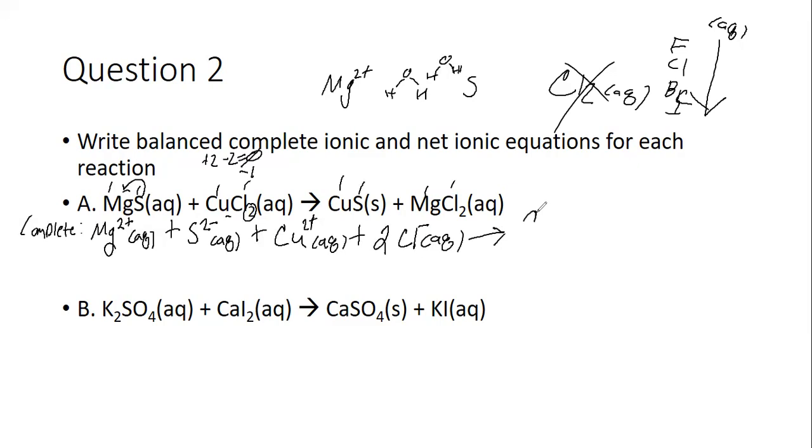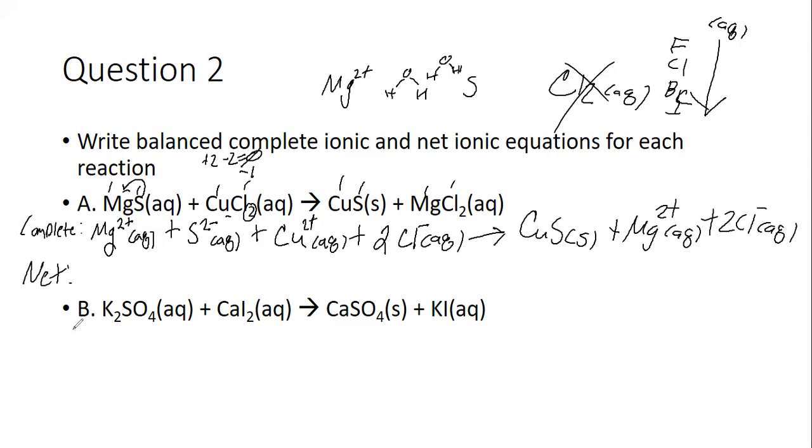What is that going to make? Copper sulfide's a solid, so we don't break that up. Magnesium, 2 plus, aqueous, plus 2 Cl minus, aqueous. That is my complete. Now my net is I look at what's the same on each side of the equation.